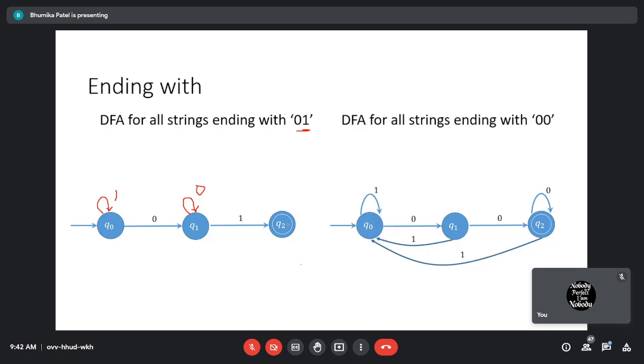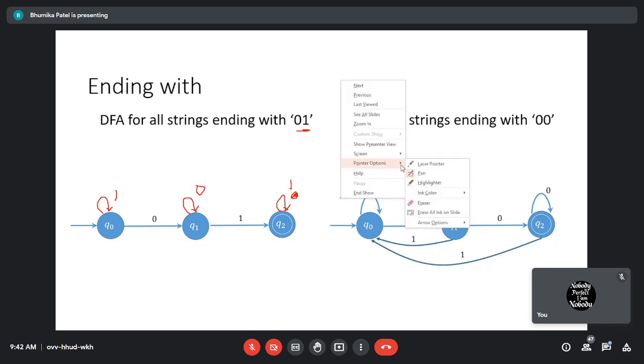Okay, now what about Q2? On Q2 both 0 and 1 are left. Can I take 0 or 1 here? No. Can I take 0? No, ma'am. Can I take 1? No. It will end with 1 1. So we cannot take a self loop here for both 0 and 1.